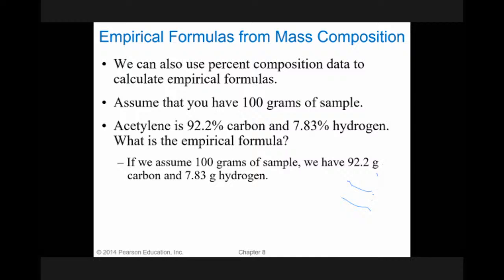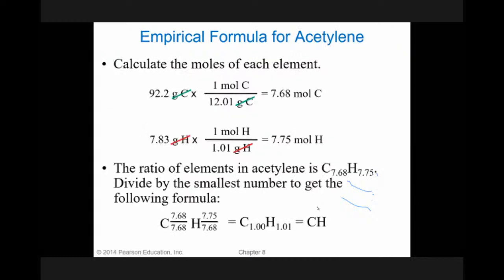Do you remember the trampoline? Where do you go? Nobody remembers? You go to mole. You start thinking about going to mole because you're going to do empirical formula. So you have 92.2 grams and 7.83 grams. We're going to find out how many moles of carbon are in 92.2 grams. One mole of carbon is 12.01 grams. So we got 7.68 moles of carbon.